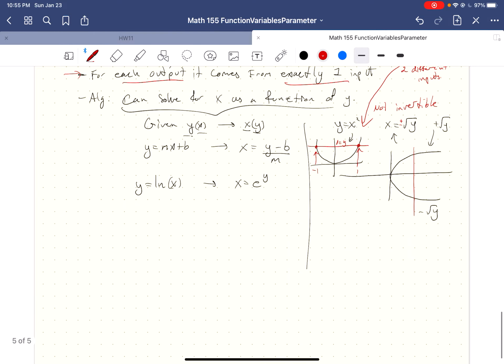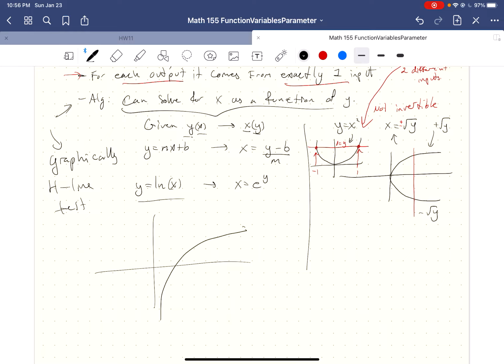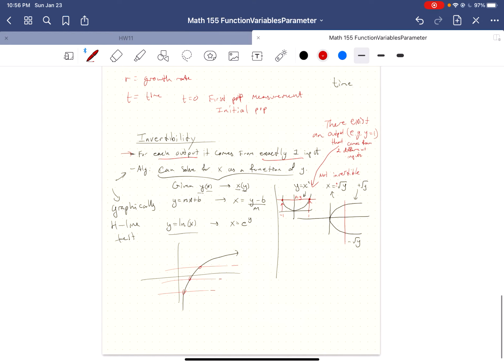It's not invertible. And I kind of gave away, I was making a list here. There's algebraically what it means to be invertible. There's graphically. This would be the horizontal line test. And it's if a horizontal line intersects your graph at most one point. And indeed, let's look at natural log. Looks like this. No matter where I draw a horizontal line, it'll intersect my graph at most one point. All right, so that is invertibility.